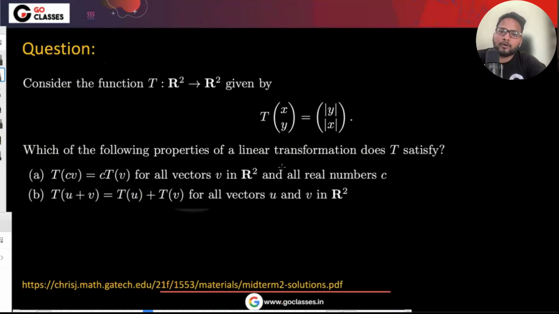Which of the following properties of linear transformation does T satisfy? Tell me. Is it satisfying any of the properties? See, it is not satisfying this definitely because c might be a negative number, and if you multiply that later on, it will be negative, right? So this should not satisfy this property. What about this property?